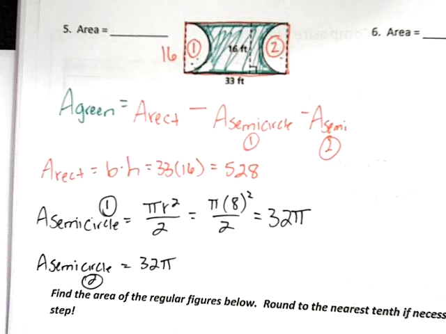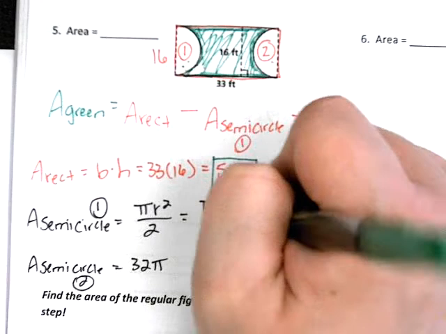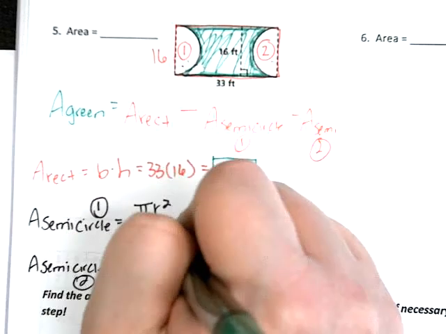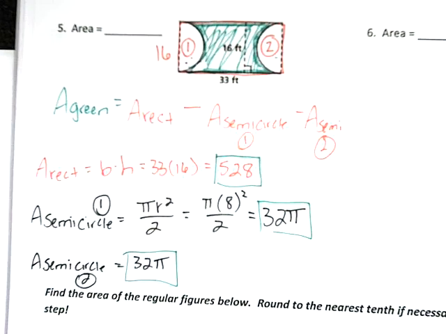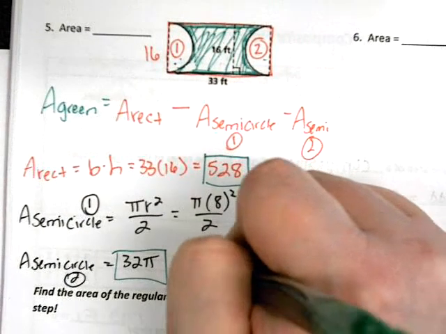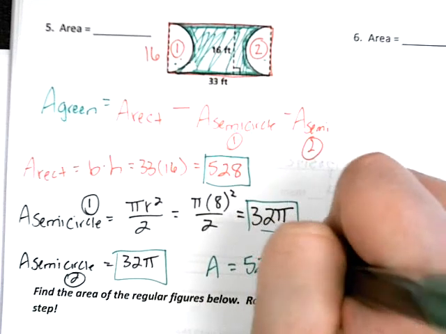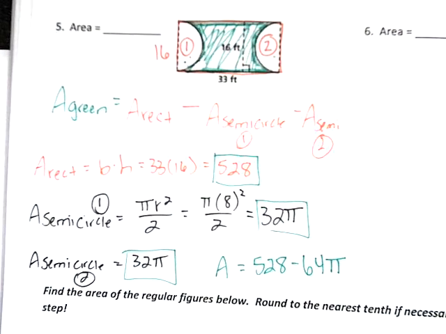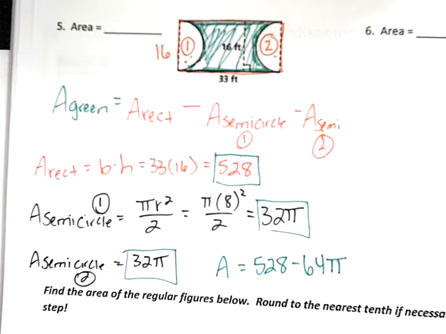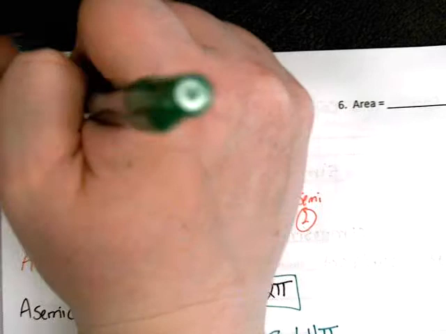that the area of the green space is 528, and then we're going to subtract off 32 pi and another 32 pi. So the total area is 528 minus 64 pi. And then we can throw that in our calculator and get a decimal now. So that is going to come out to 326.9 feet squared.